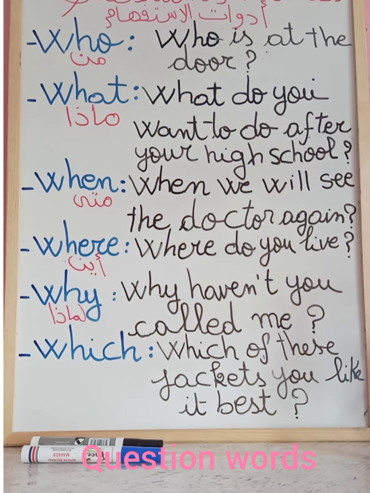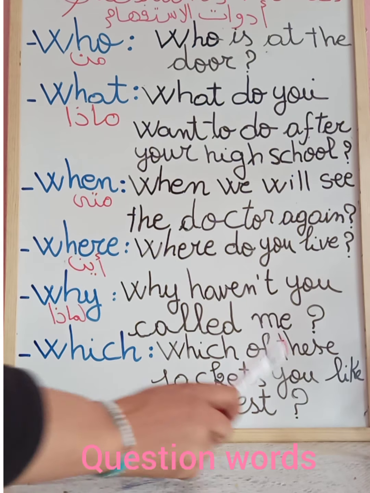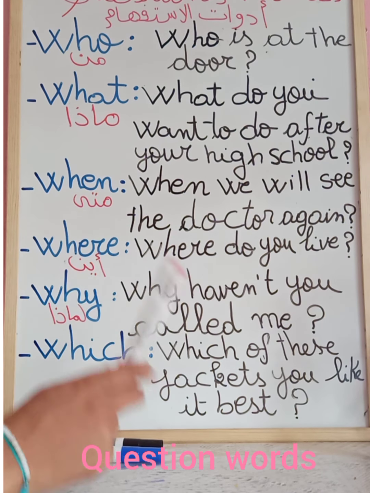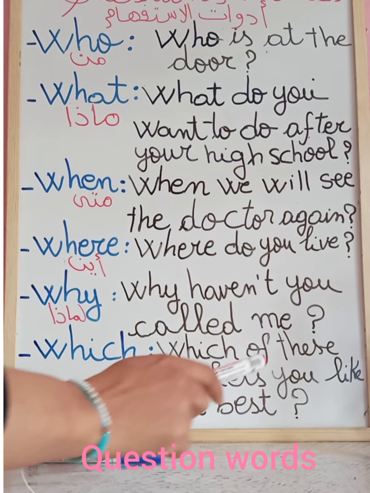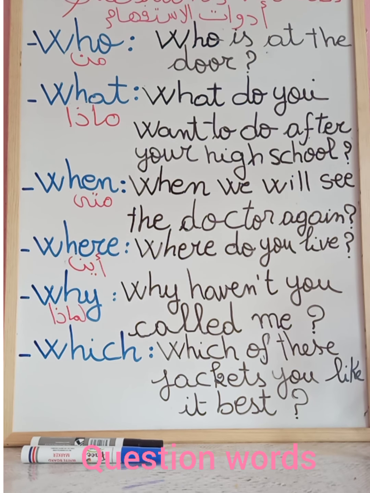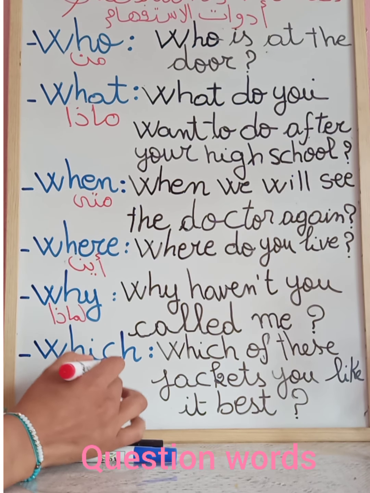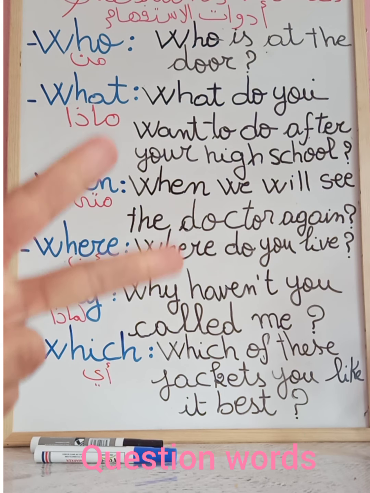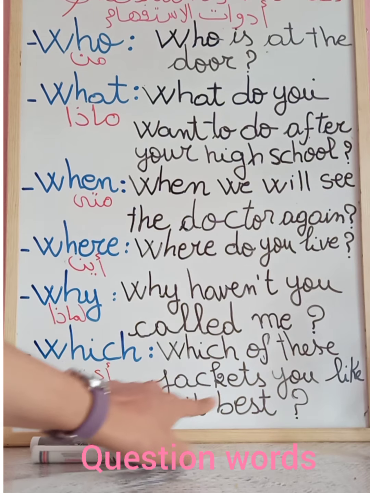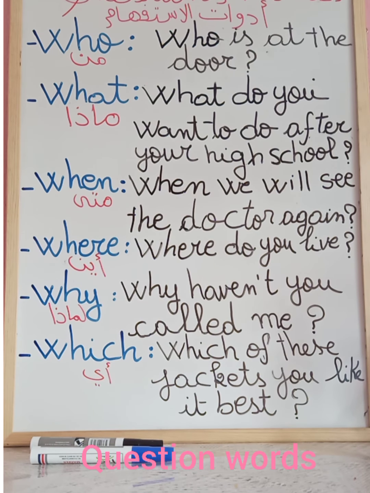Now friends, we have another question word, which. Which of these jackets do you like best? So which, we use it to make the choice. So when we have two things, we should make the choice. So which in Arabic we say أي واحدة. Which of these jackets do you like best?